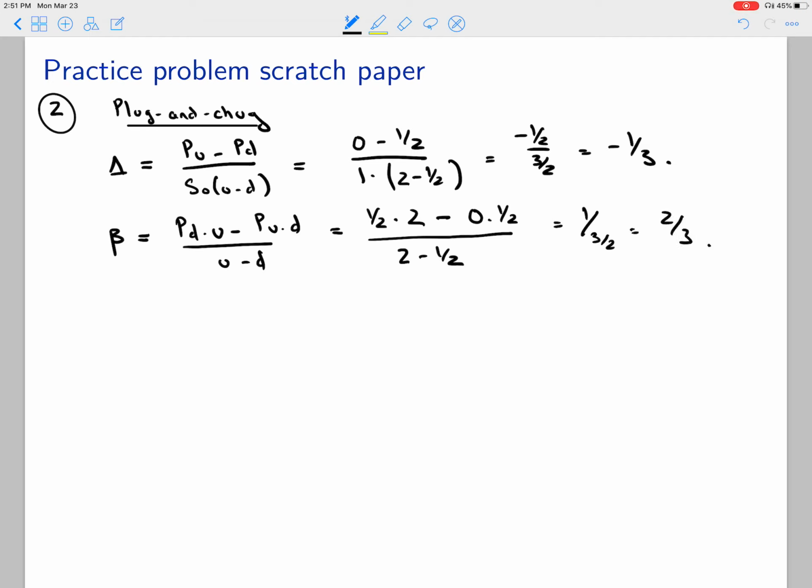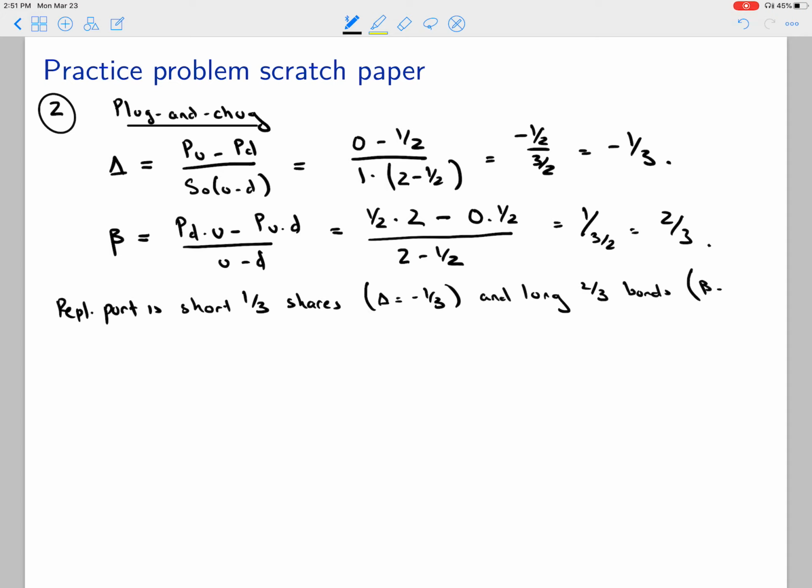So therefore, the replicating portfolio is as follows. The replicating portfolio is short 1/3 shares, delta equal to negative 1/3, and long 2/3 bonds, beta equal to 2/3. If you own this portfolio, then it's going to match the payoffs of the put in every state of the world by construction. So that's the plug and chug method for finding the replicating portfolio.